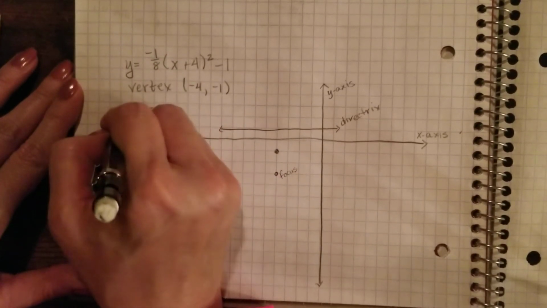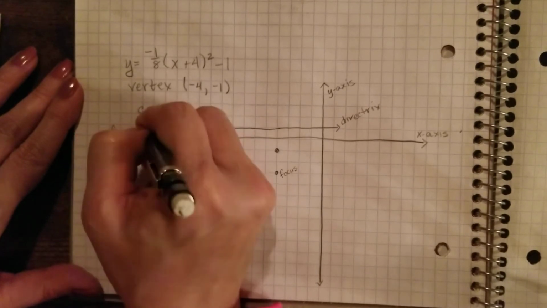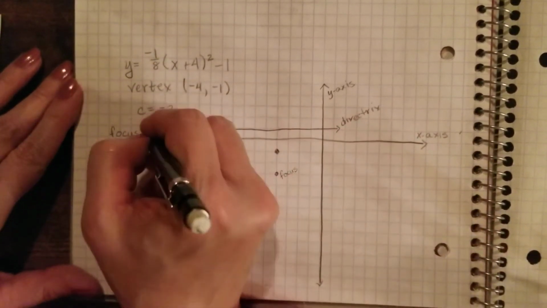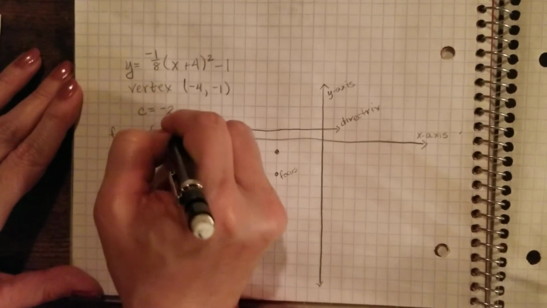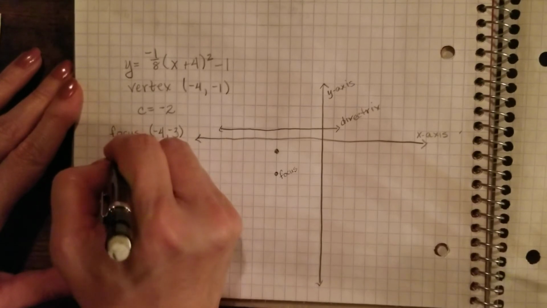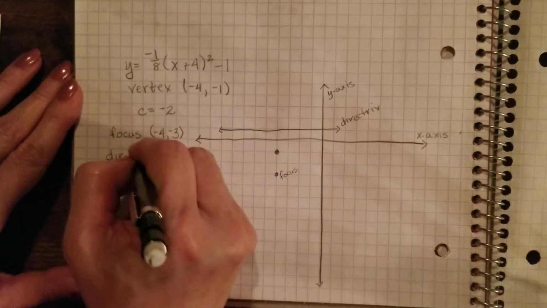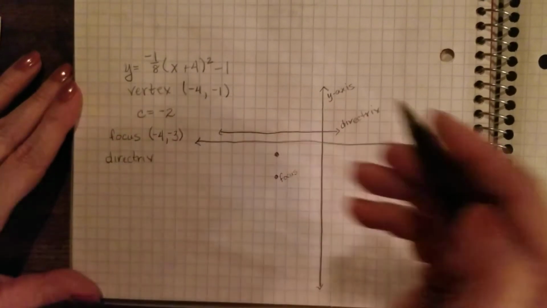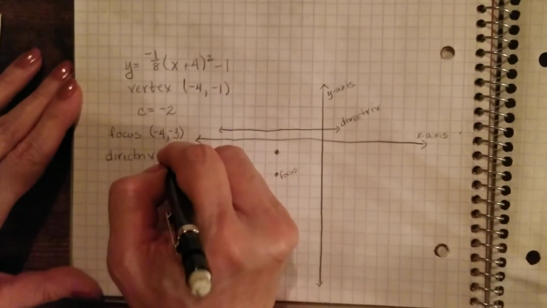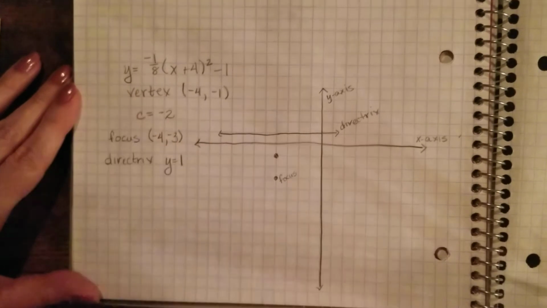The focus is the point negative 4, negative 3. The directrix is the line passing through the y-axis at positive 1. So y equals 1.